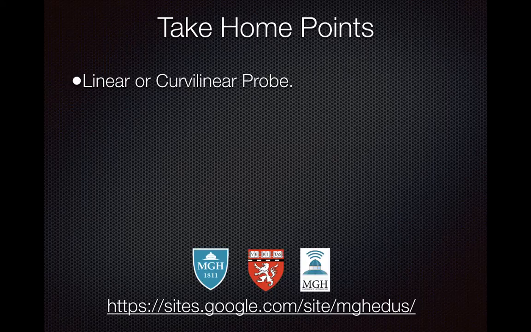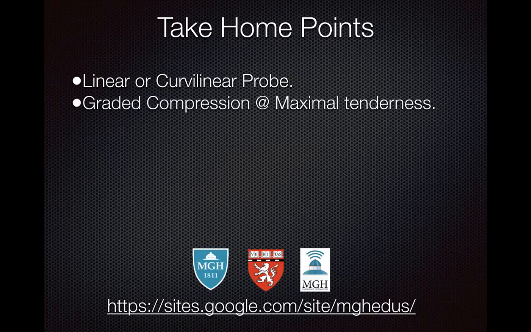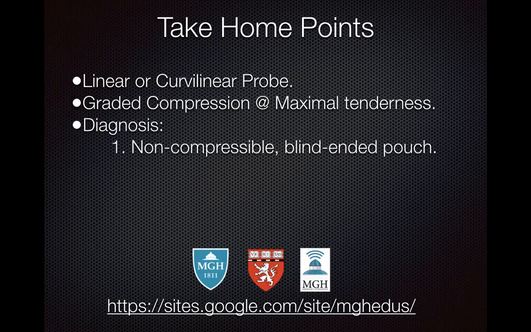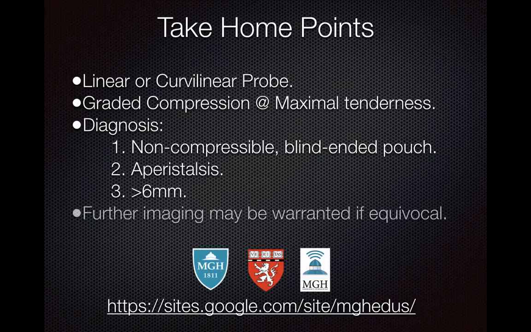All right, just to go over some take-home points. Number one, first step is to choose either the linear or the curvilinear probe, and patient body habitus may determine which one you choose. You want to do graded compression at the point of maximal tenderness. The diagnostic criteria are: one, non-compressible blind-ended pouch; two, aperistalsis; three, greater than 6 millimeters in diameter. And don't forget that further imaging may be warranted if the ultrasound is equivocal, because overall it's not as sensitive as CT, but it will vary from patient to patient, so just keep that in mind.